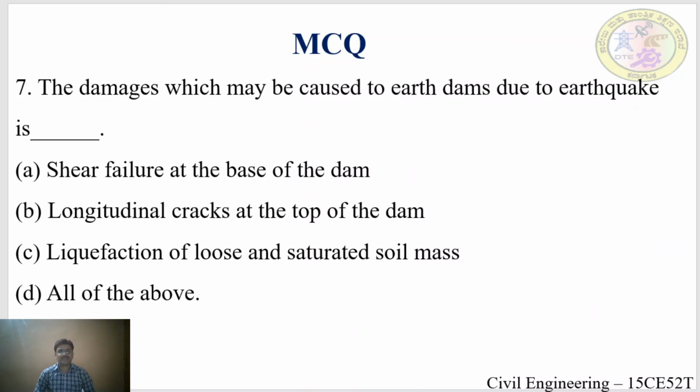Seventh. The damages which may be caused to the earthen dam due to earthquake are various types, given here: shear failure at the base of the dam, longitudinal cracks at the top of the dam, liquefaction of loose and saturated soil mass, all of the above. As you have seen in the damage caused to earthen dams, the damage is longitudinal cracks at the top of the dam. That is answer B.